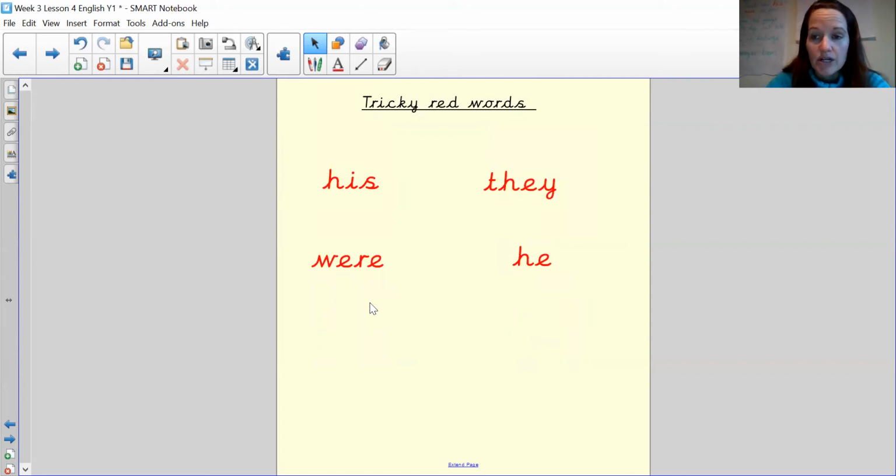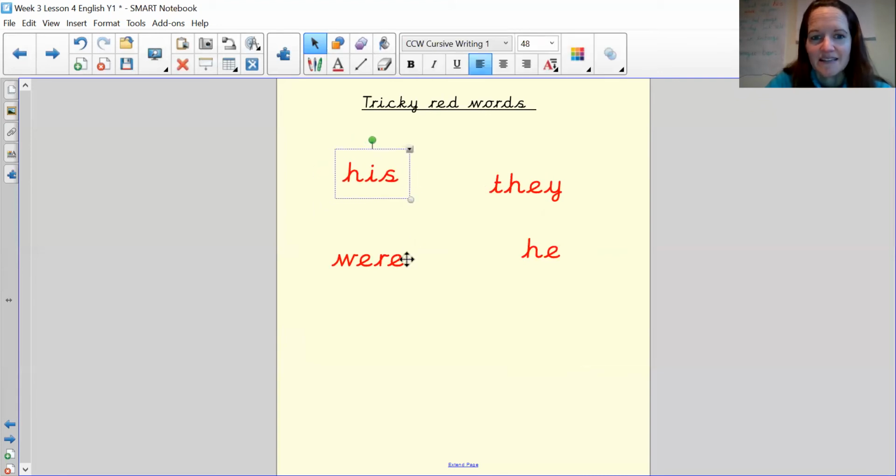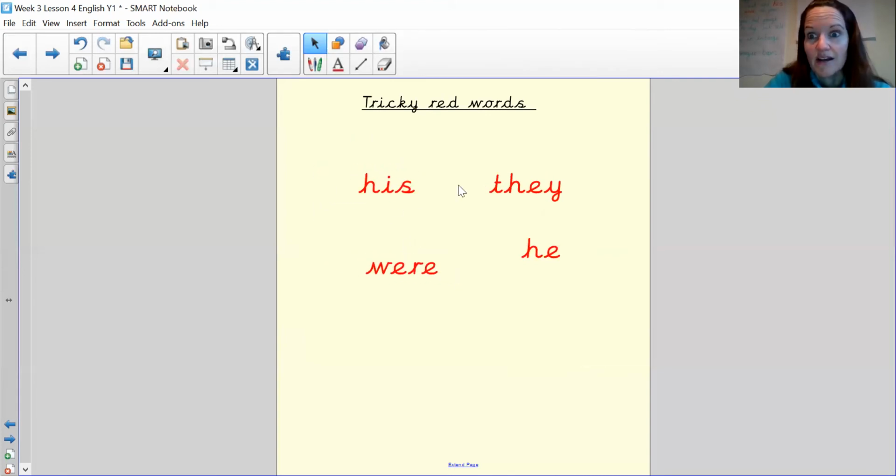Okay. Let's have a look at these red tricky words. Remember, these are the words that you need to know how to spell because you can't sound them out. So here we have his, they, were, and he. Well done. Now I'm going to move a word and I want you to tell me what it is, okay? Were, they, he, his.